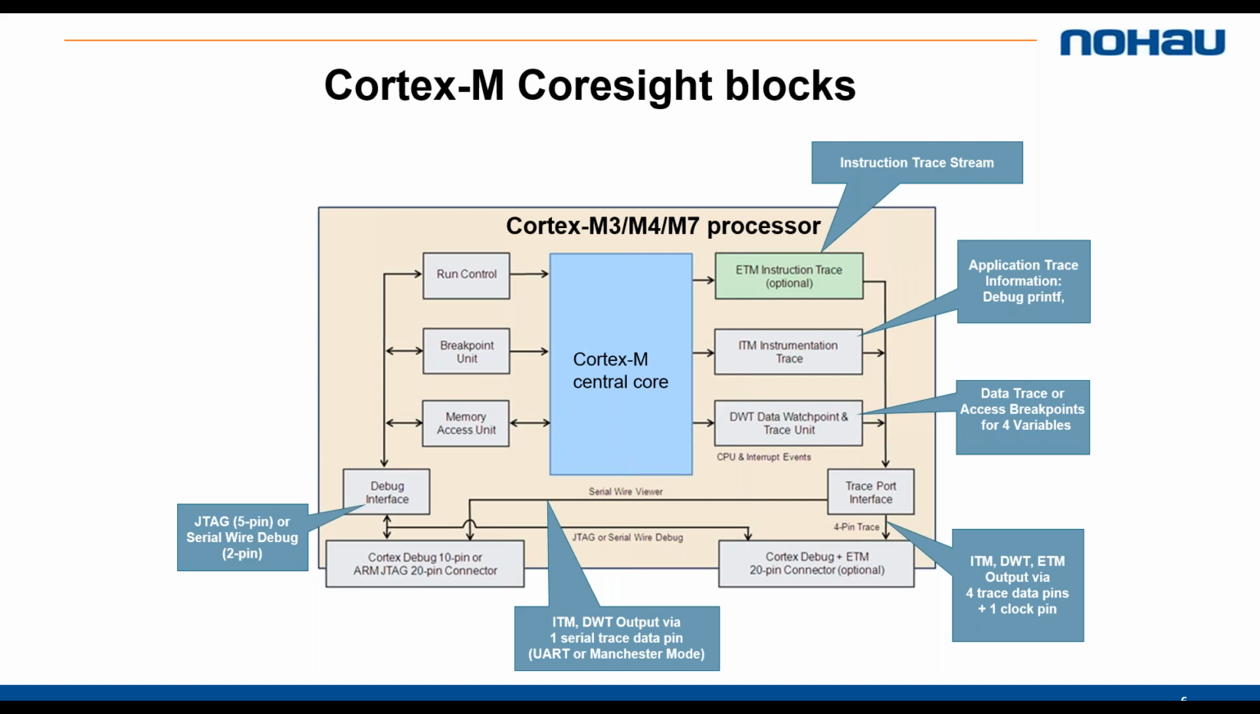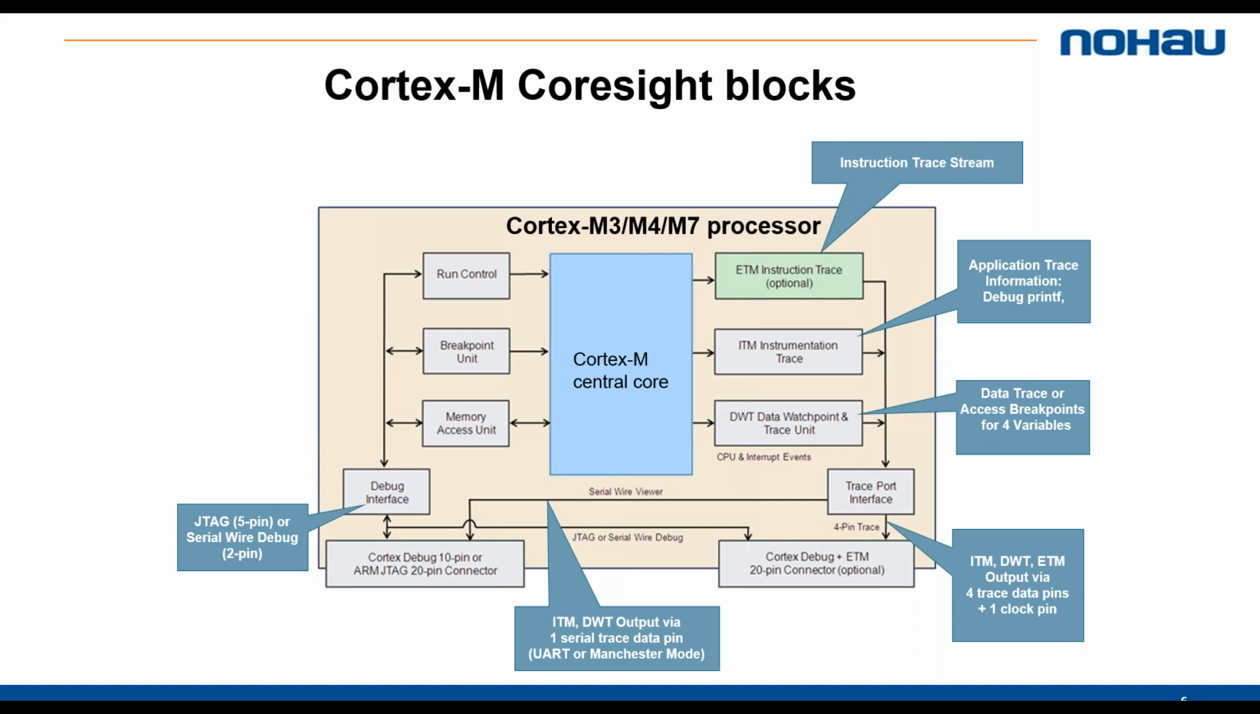So you have these three blocks that can generate trace data, and it can be output in two different ways. One way is the serial wire output. That's normally available in a normal debug connector, because the serial wire output is on the same pin as one of the JTAG signals. So if you're going to use serial wire output, you need to use serial wire debug, so you have this pin available for serial wire output.